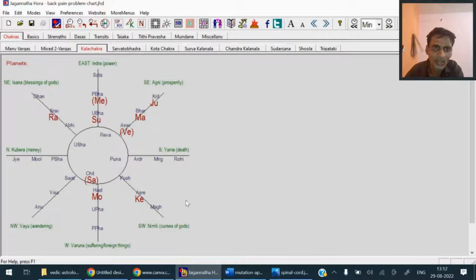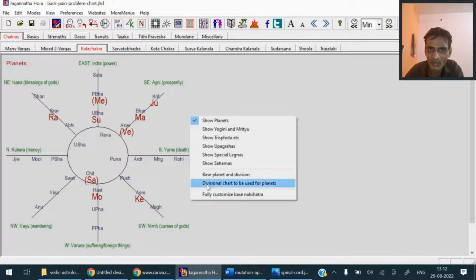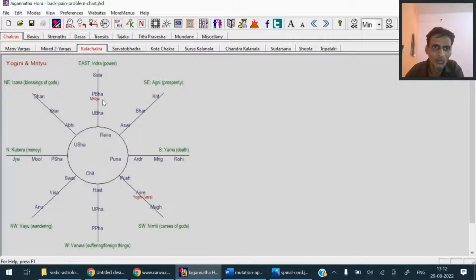Now with respect to Lagna, let's analyze Yogini and Mrityu. Just right click on the Kala Chakra chart and select Yogini and Mrityu. As you can see, Mrityu falls in Purvabhadra and Yogini falls in Aslesha. Actually, Yogini and Mrityu is the biggest curse in any given horoscope. It is malefic. Mrityu is a Sanskrit word which means death. So the planets lose their significance or give bad results when they fall under Mrityu Bhaga. So Purvabhadra and Aslesha are getting afflicted in the Lagna Kala Chakra.